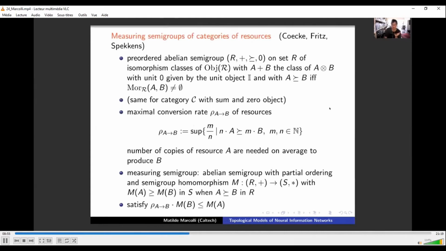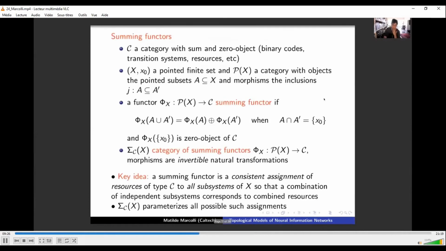In a similar way, one can quantify the convertibility of resources with an associated semigroup, which is based on the isomorphism classes of objects and the operational combination of resources. And this is going to discuss things like the maximal conversion rate of resources and so on. And for us, this will be useful when introducing threshold dynamics in this categorical sense.